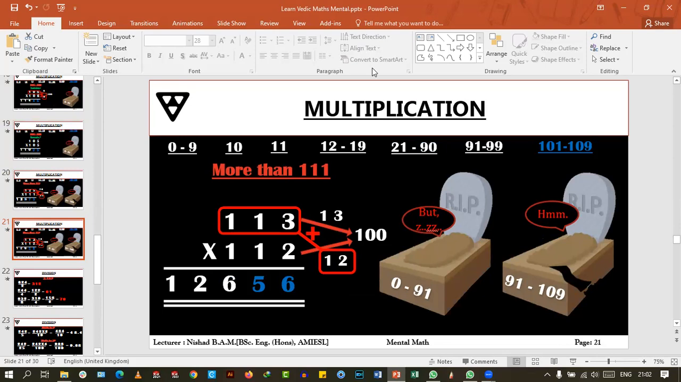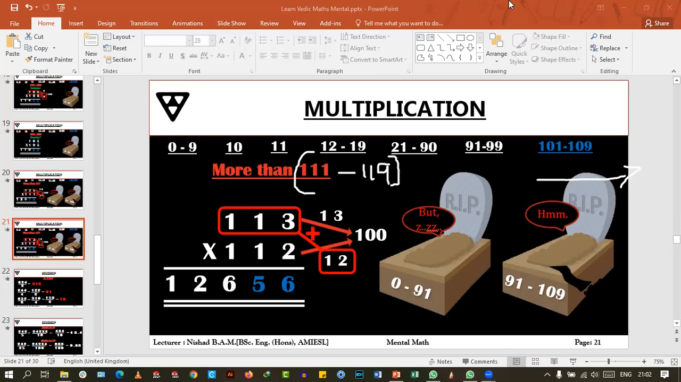Okay, so now we are going to learn how we can multiply numbers more than 111, right? Maybe as an example, I can calculate up to a certain point, but here I'm going to provide you numbers between 111 and 119. I'm going to limit it to this range, right? So if you find any numbers that lie in between this range, then it will be easy, right?